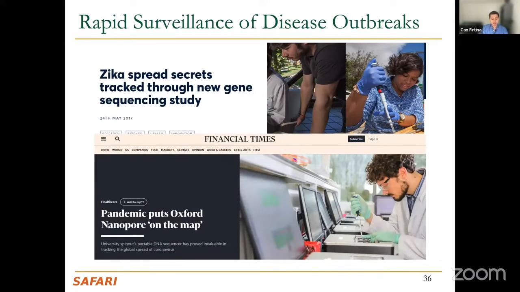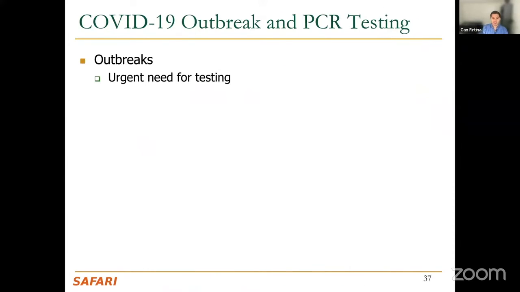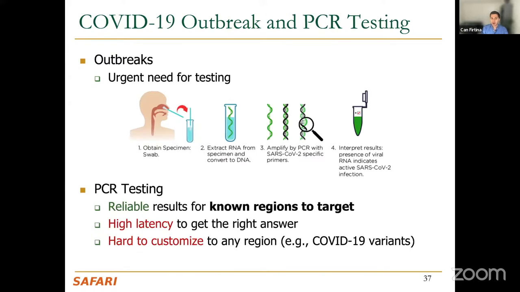So this is another example, essentially, for Ebola virus, and this is finally done also for COVID-19. If you remember, during the COVID-19 outbreak, it was extremely common to do PCR testing. PCR testing is, of course, extremely reliable, providing us extremely reliable results, but this is only possible for known regions to target. If you don't know the region to target, then you cannot really design a PCR.